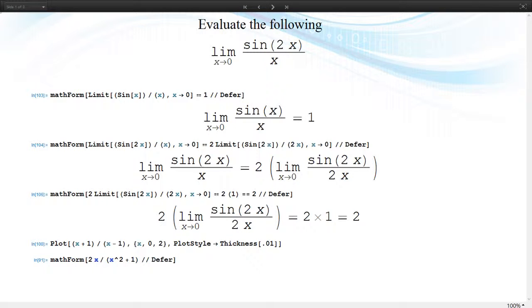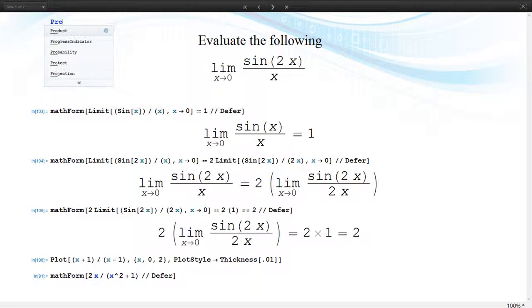And now on to our last problem, unless there are problems in the email, which we will check.